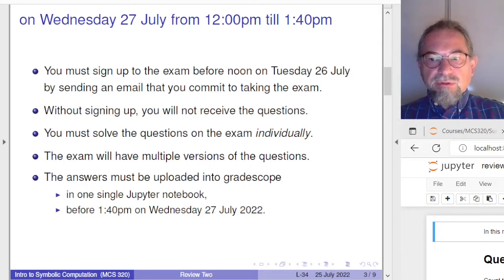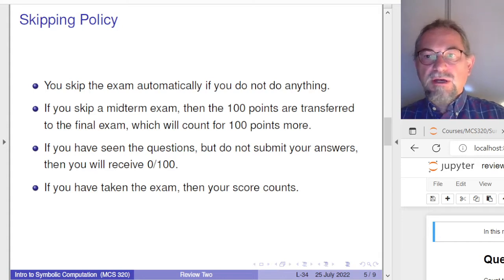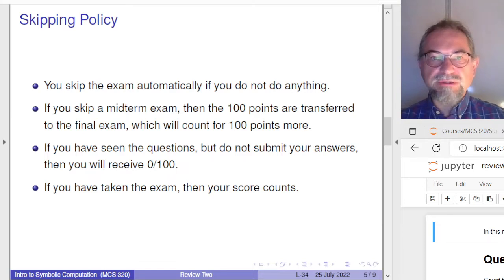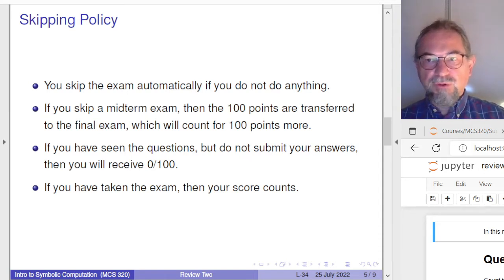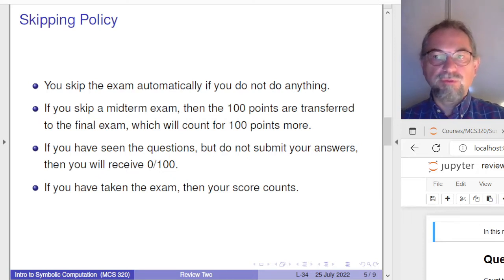So there is the skipping policy, and I will get to that right away in the next slide. But here is the important protocol for the exam. There is the signing up. By default, if you do not do anything, then I'm assuming that you skip the exam, so that's an automatic process. If you skip a midterm exam, then your points are not lost. If you skip the first midterm exam, the final is going to count for 300 instead of 200. If you skip also the second midterm exam, then the final exam will count for 400 points. So skipping the exam will simply mean that you do not do anything.